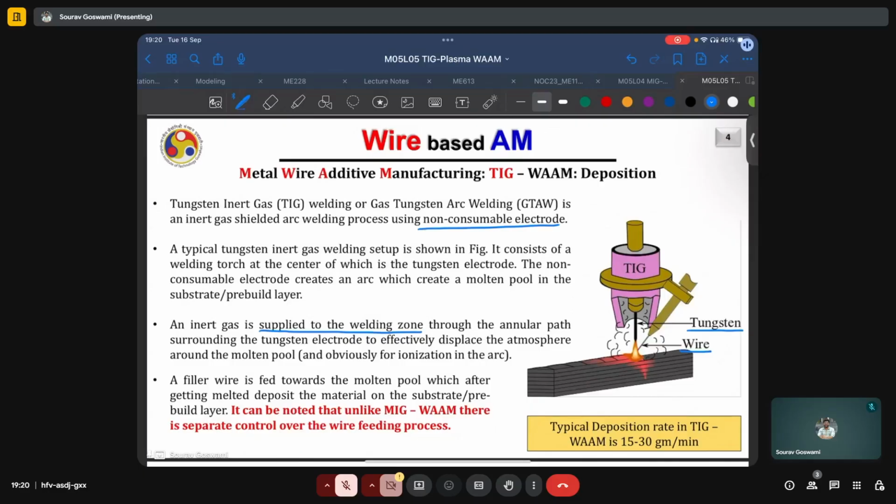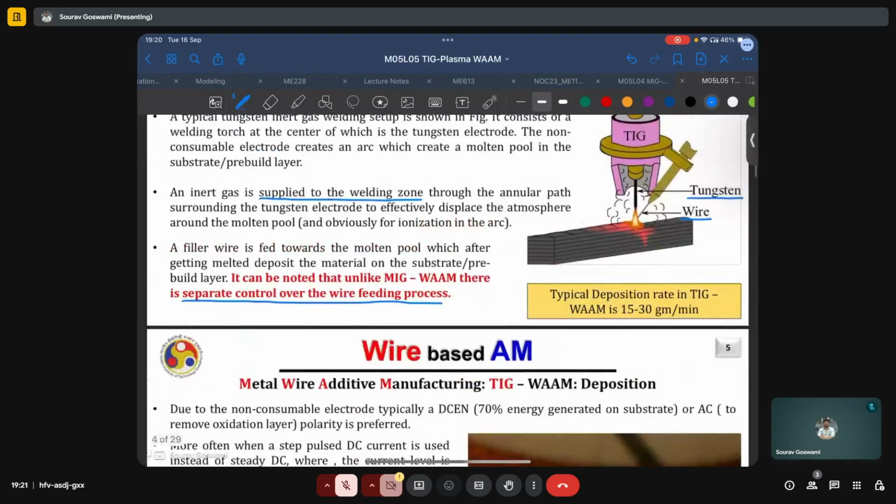A filler wire is fed towards the molten pool, which, after getting melted, deposits the material on the substrate or pre-built layer. And since the electrode and the wire are separate, in this process there is separate control over the wire feeding process and the current. The typical deposition rate in TIG WAAM is between 15 to 30 grams per minute.